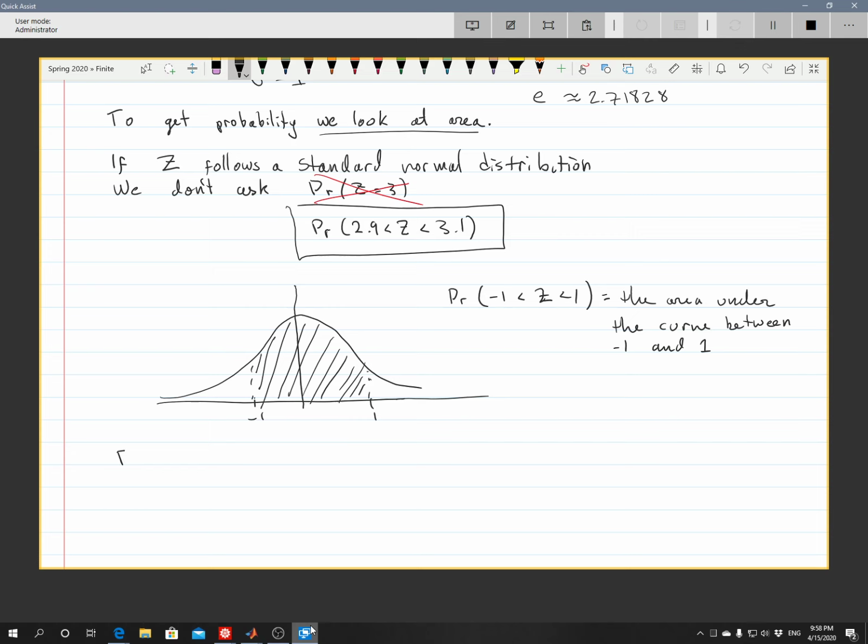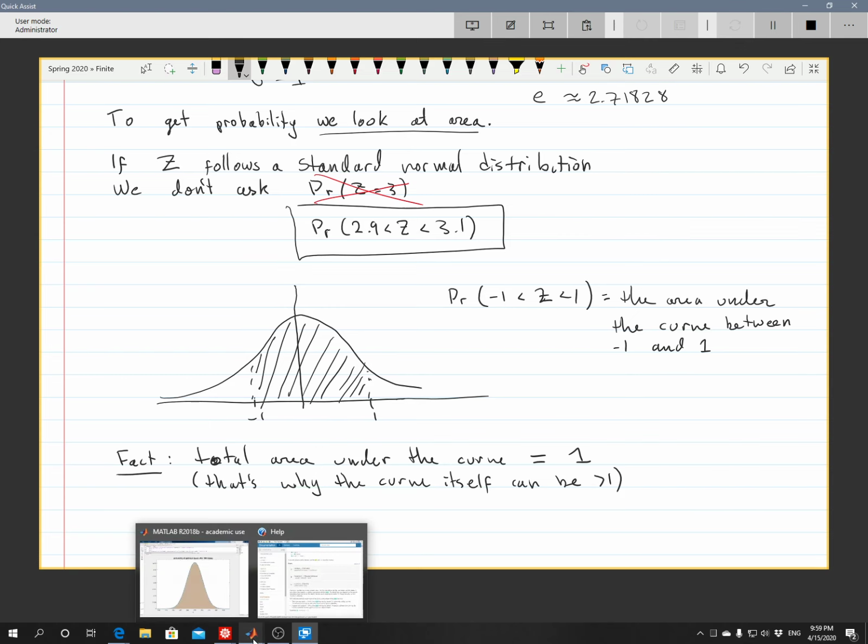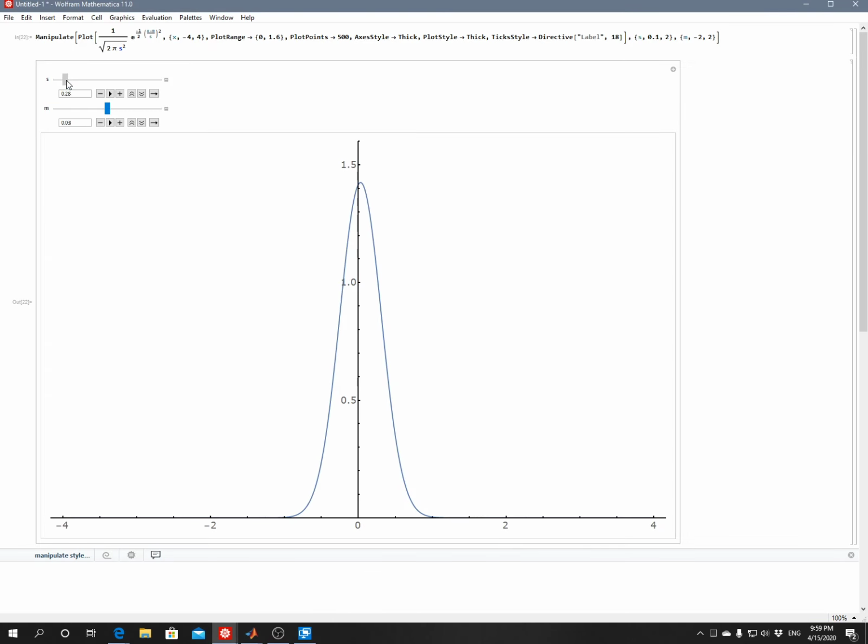And what that means is, fact: the total area under the curve equals 1, right? Because you're guaranteed to fall somewhere. So the total area under the curve equals 1. And that's why the curve itself can be bigger than 1. As long as the total area under the curve isn't bigger than 1, then the actual value of the curve doesn't really matter. So if you look back here, when it gets really tall, the value is bigger than 1, but if we looked at the area underneath it, the area would still be 1, so we'd still be corresponding to a valid probability distribution.